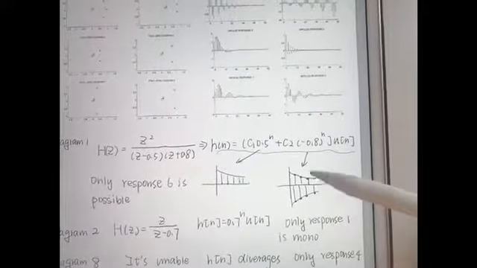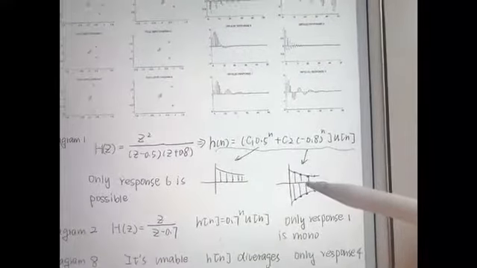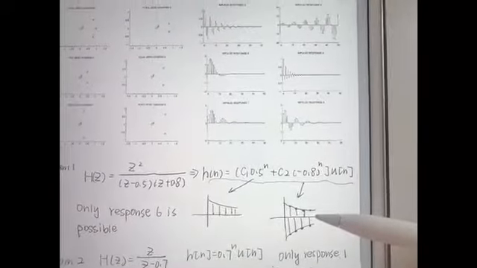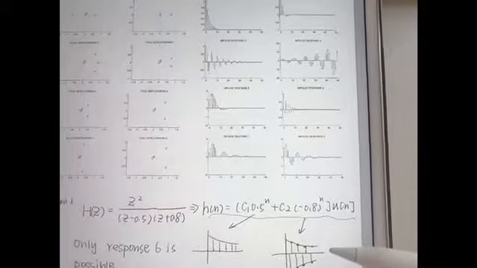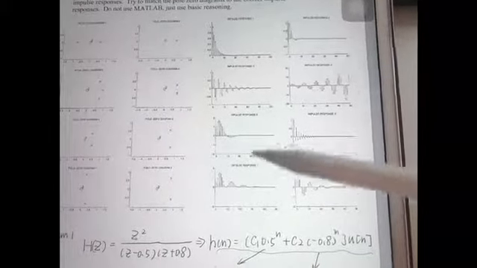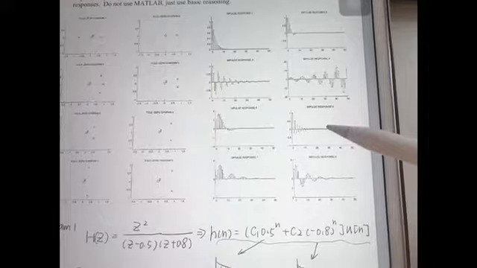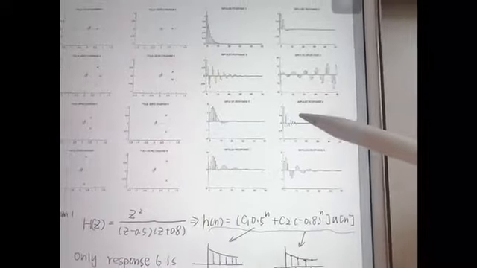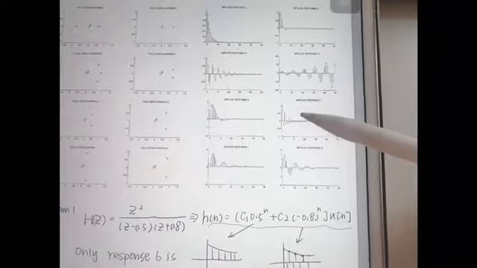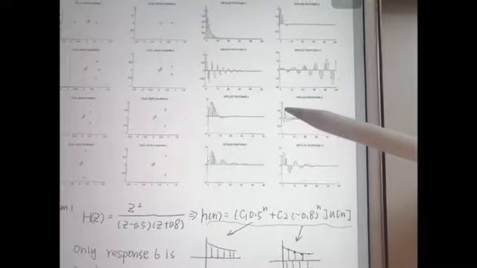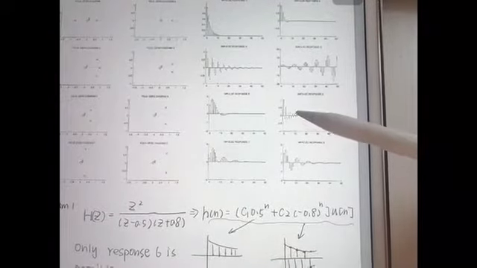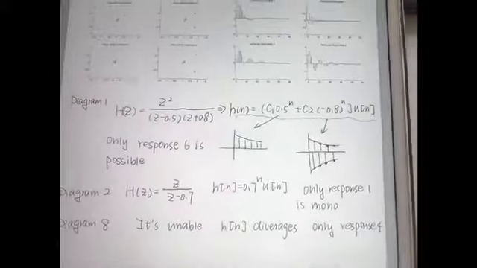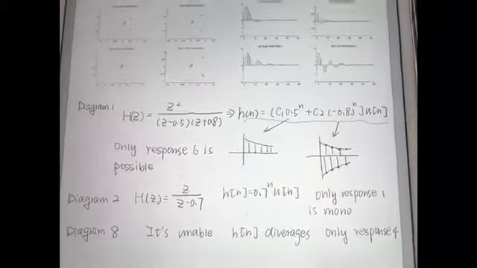And when these two are added together, we can find that among these 8 pictures only response 6 is possible, because the double-sided and upper side is larger than the downside. Now let's come to diagram 2.